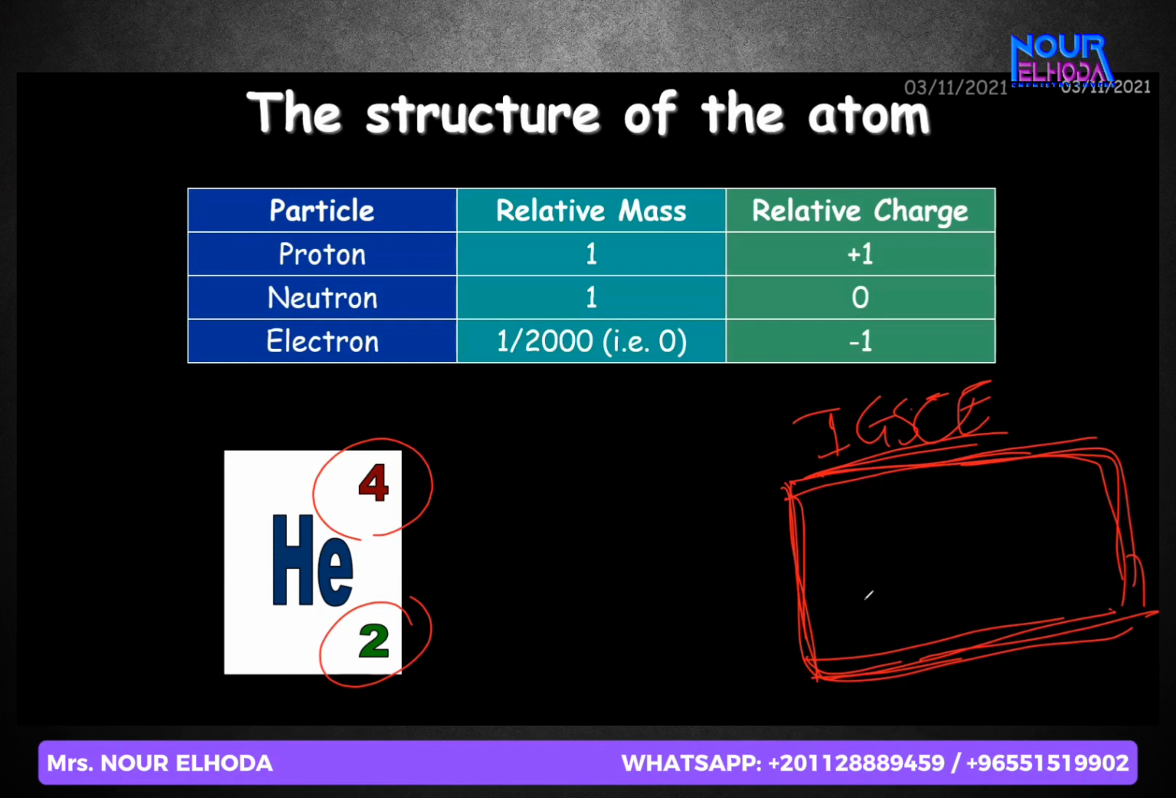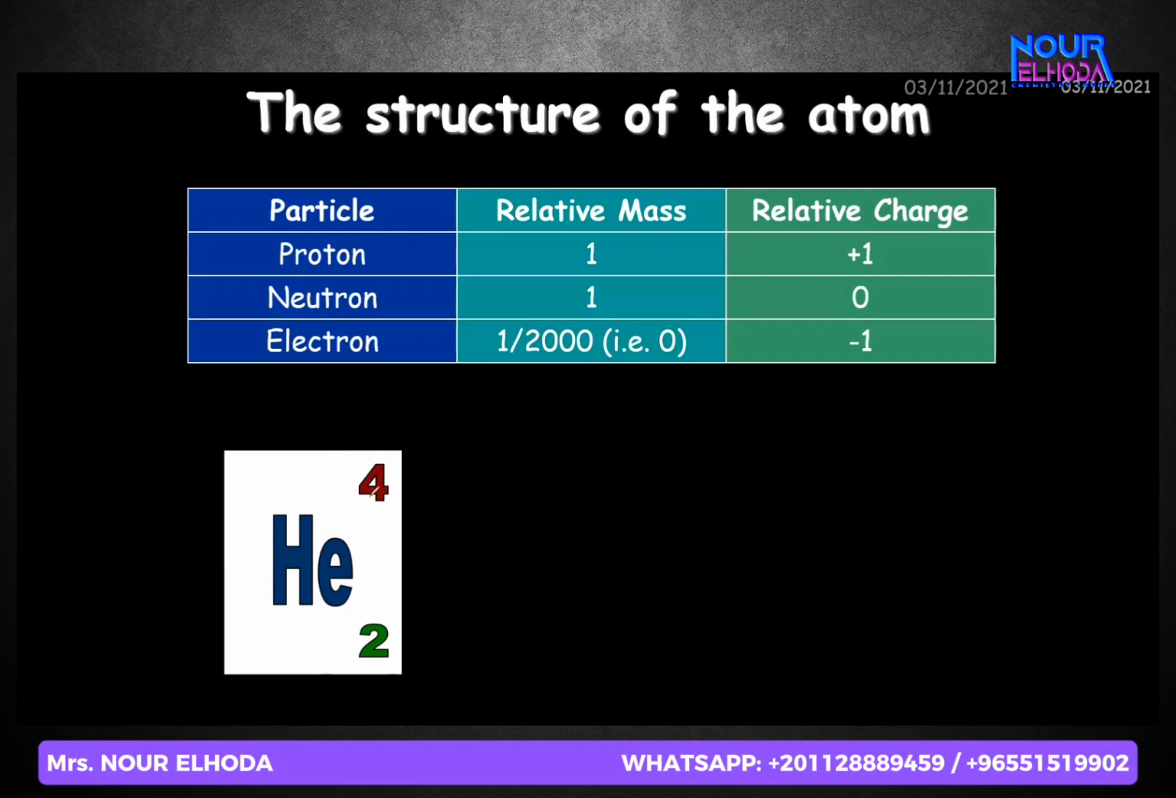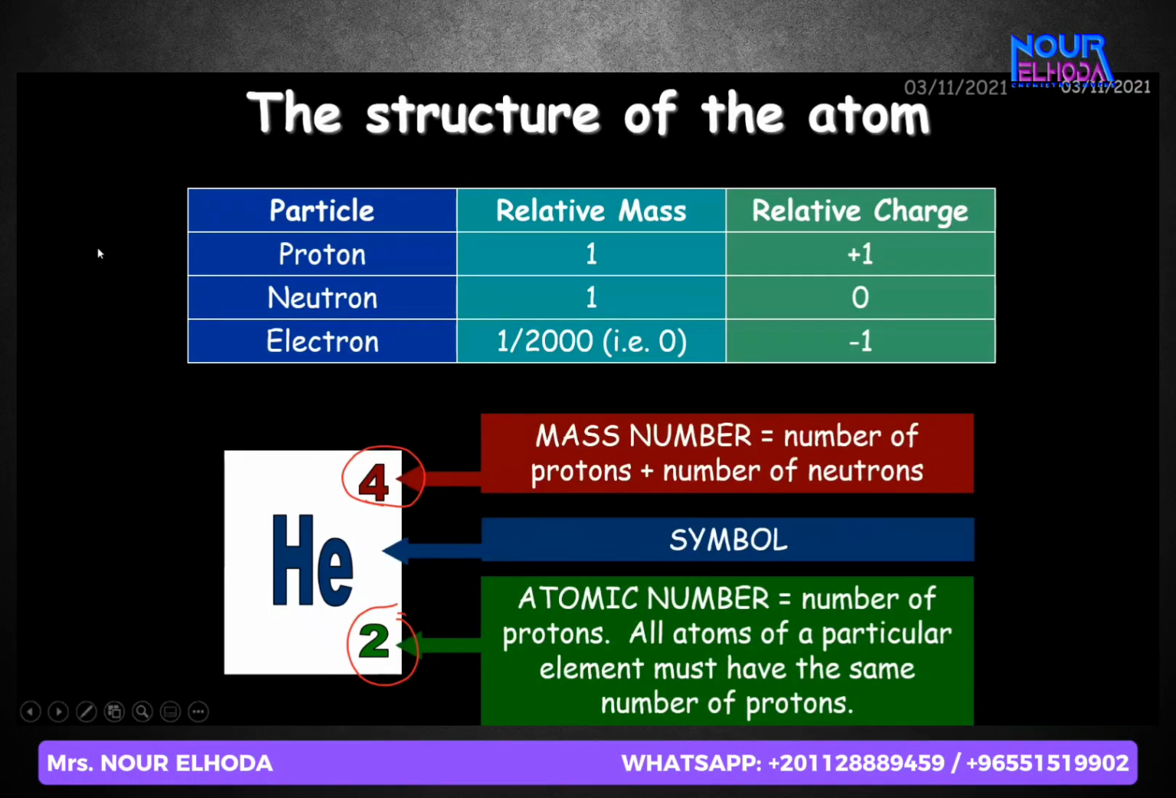Okay, let's continue. For each element, I have a big number and a small number. Which one is the big number? Which one is the small number? The big number is called the mass number, and the small number is called the atomic number. Why do I call it mass number? Mass number means you add the protons plus the neutrons. You add both together. Thank you, Mohamed, so much.